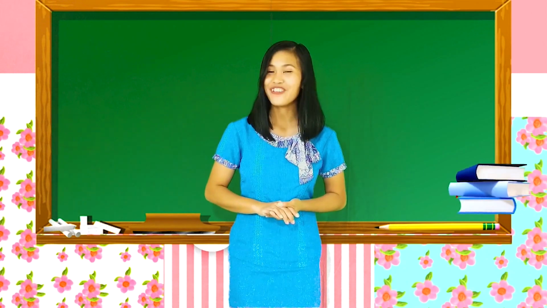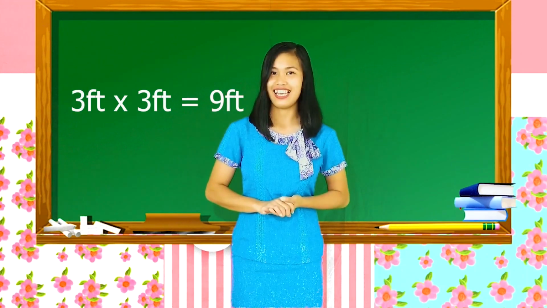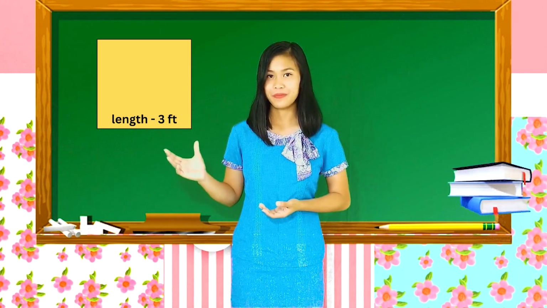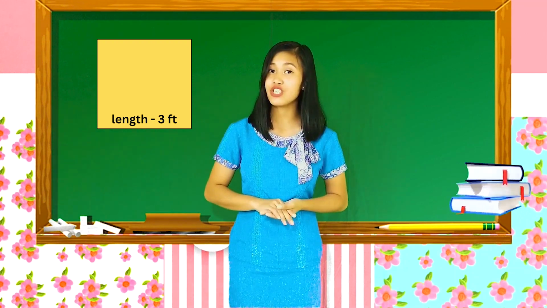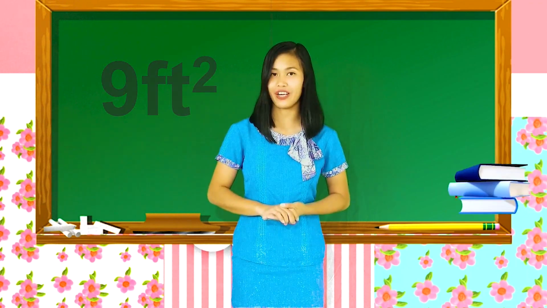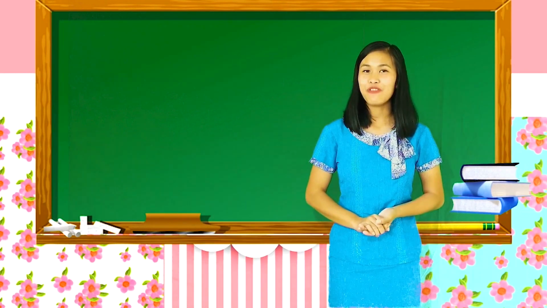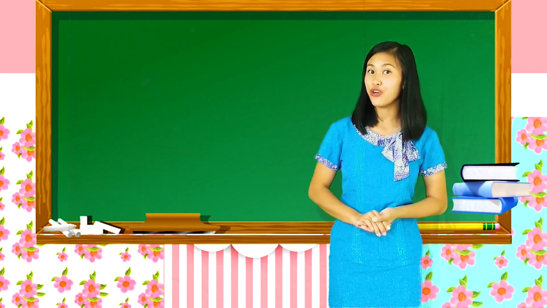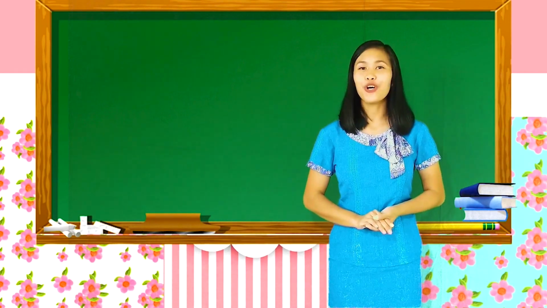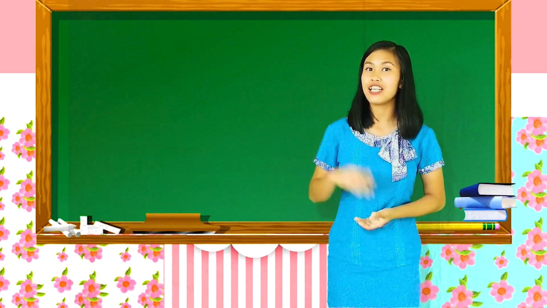Did you get the answer? Very good. What is 3 times 3? The answer is 9. So 9 is the area of this square. What is again the area of this square? It's 9 feet squared. Now, before we help Carter, I need to know first if you learned something. So, you are going to find the area of these 5 shapes.